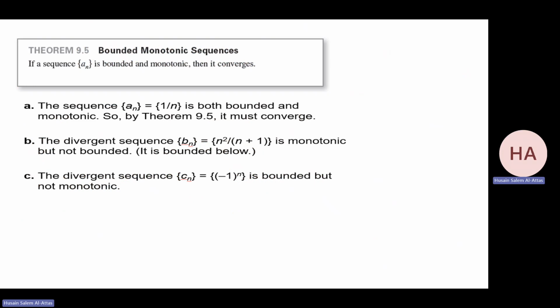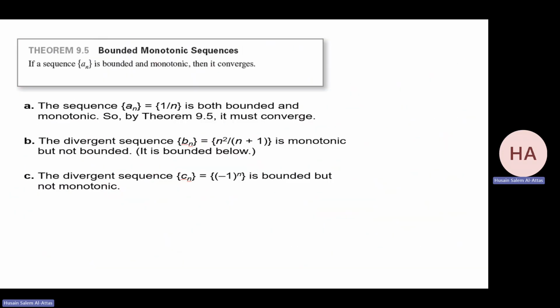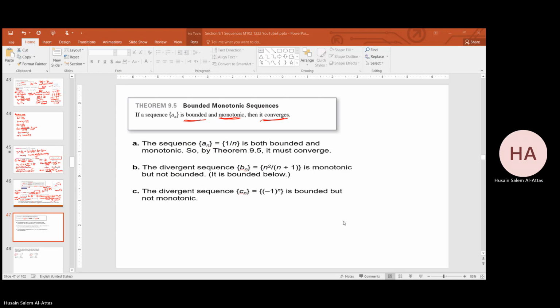Let me stop here. Why are we talking about bounded and monotonic? Because you have this theorem, and this is what I will do in the next video. If a sequence is bounded and monotonic, this is enough for us to say it converges, and I will explain it in the next video. I don't like to have long videos. Then I will do examples from the book. I'll stop the recording. Thank you.